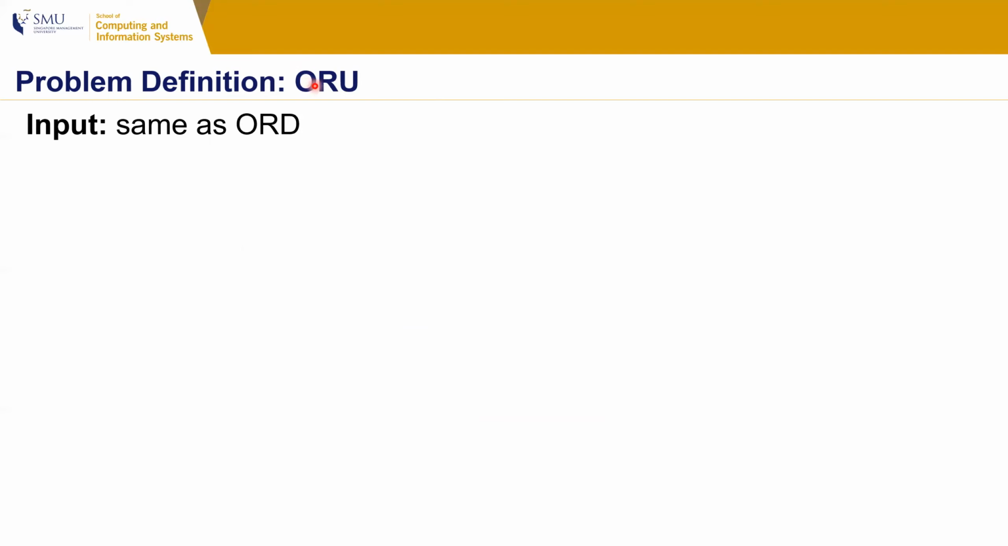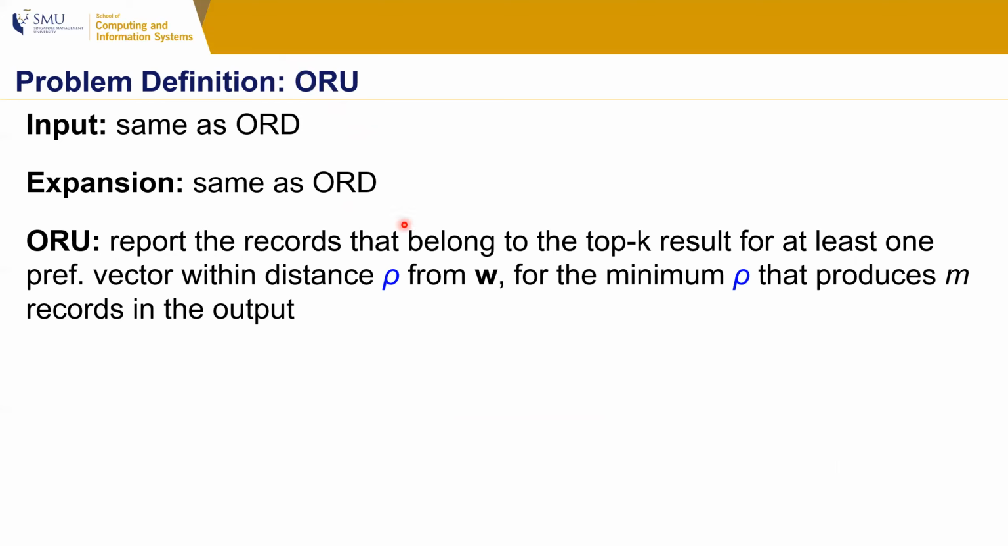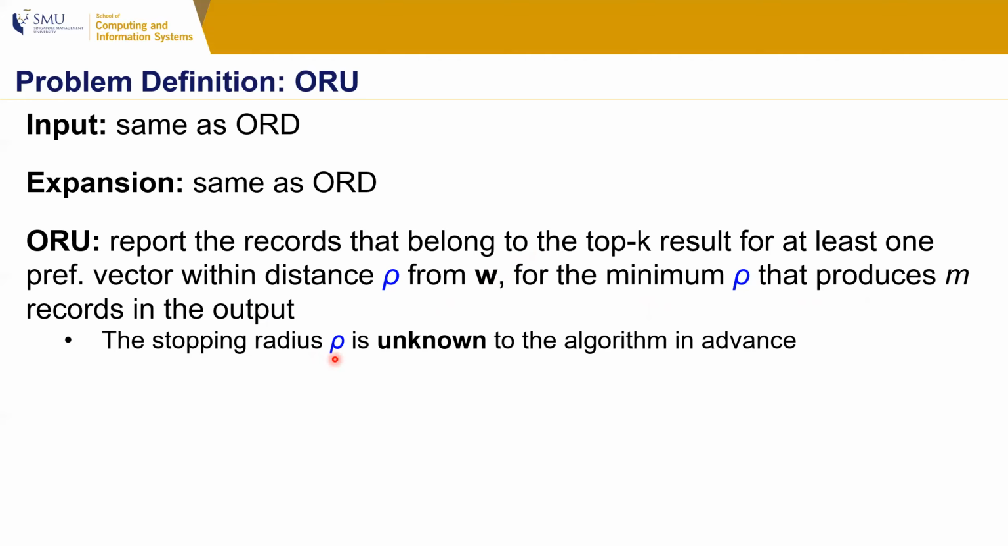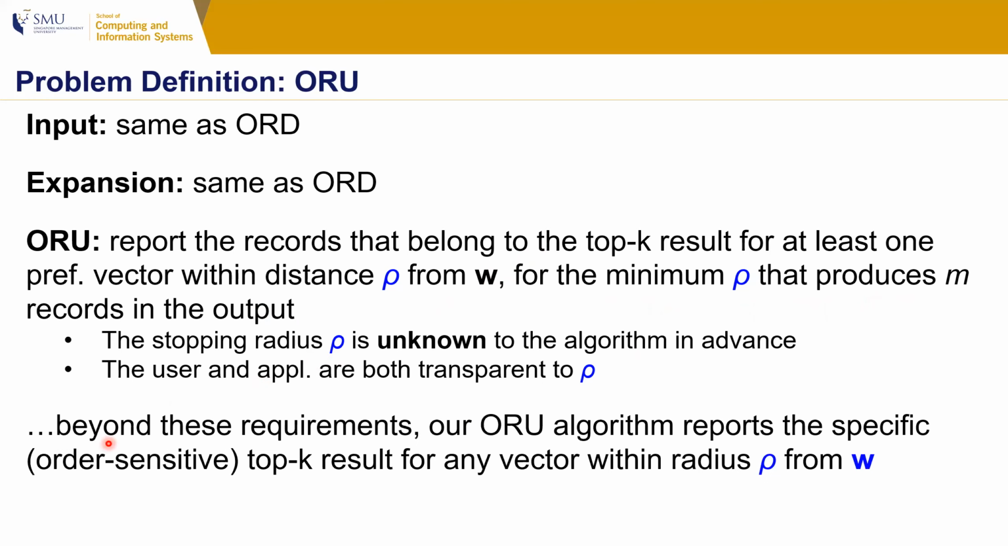So for the second operator we propose, which we call ORU, the input is the same as ORD, and the expansion process is the same as ORD. However, here we're reporting those records that belong to the top K result for at least one preference vector within distance rho from the input SID vector W. And all that for the minimum rho that produces M records in the output. Once again, this stopping radius rho is unknown to the algorithm in advance, and the user and application do not have to bother about it.